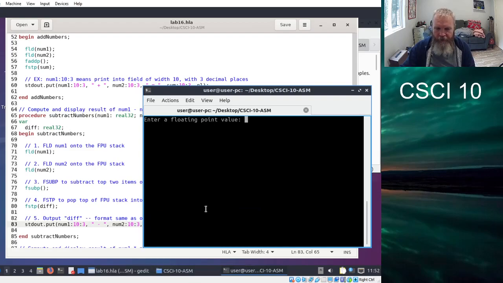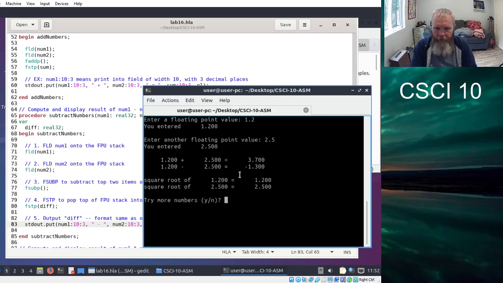Okay, making sure you can still see what I see. Let's do 1.23, 0.5. Okay, so those are all working as expected. So there's num1. Notice it's the thing on the bottom that subtracts, the thing on top is subtracted out of it. So that's what we expected.